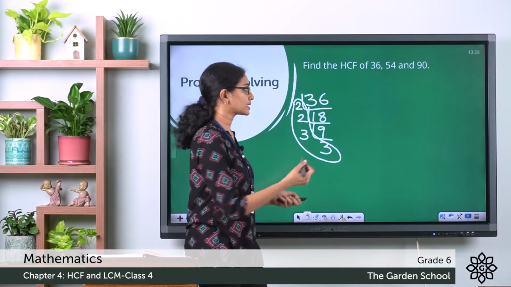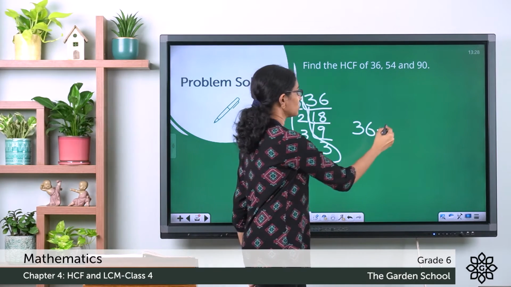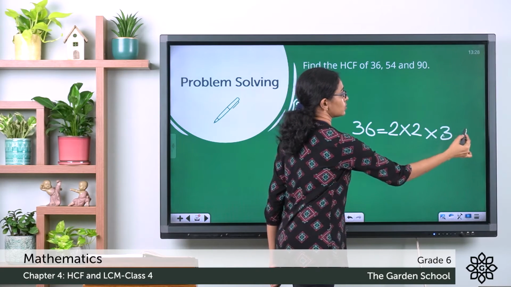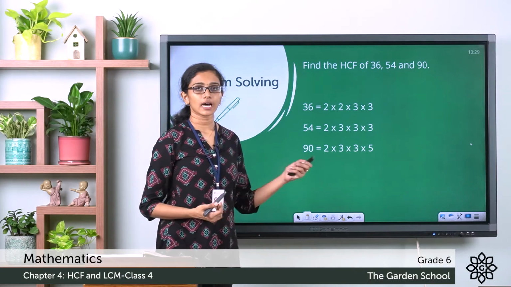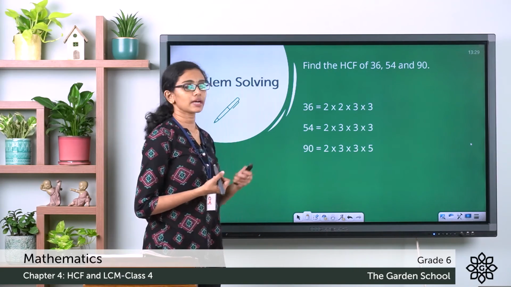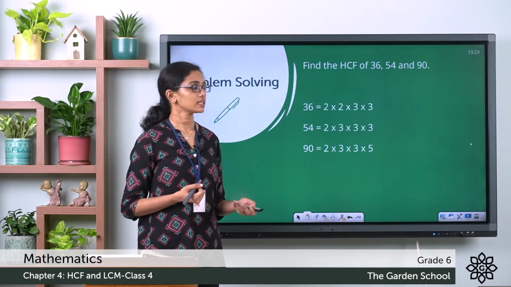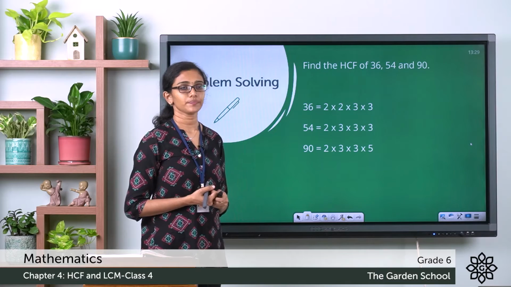So how can you write 36 in prime factorization? 36 is equal to 2 into 2 into 3 into 3. Similarly, when you prime factorize the other numbers, this is the prime factorization you get. Now the next step is to find the prime factors which are common to these numbers here.